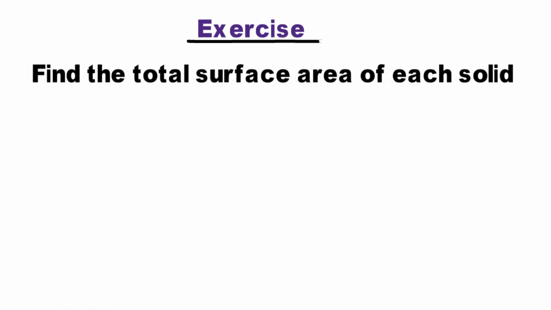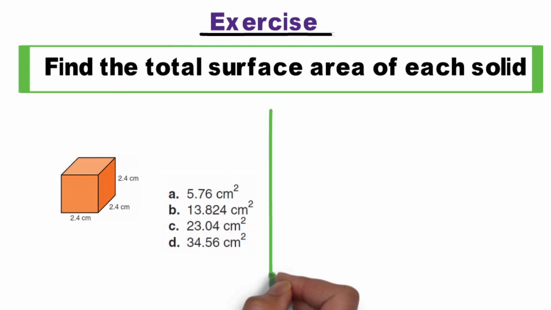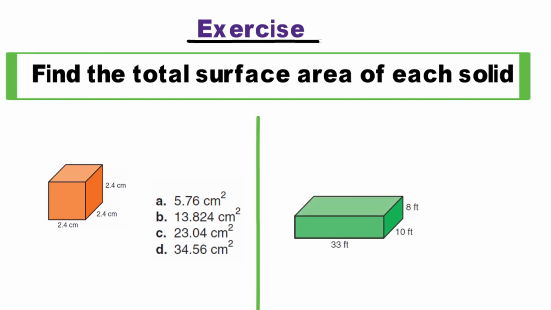Next, let's have an exercise. Find the total surface area of each solid. The first, we have a cube with side length equals 2.4 centimeters. Second, a cuboid with dimensions 33 feet, 10 feet and 8 feet. Don't forget to solve this exercise.